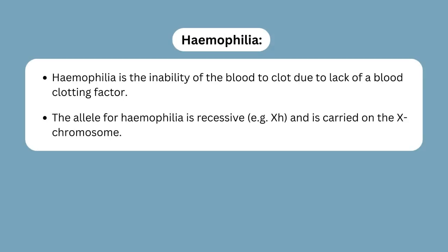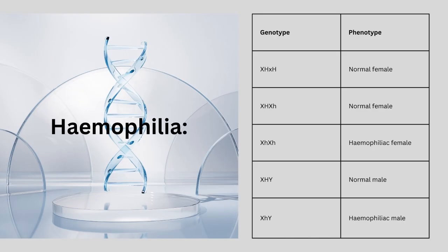Hemophilia is the inability of the blood to clot due to lack of a blood clotting factor. The allele for hemophilia is recessive, e.g. Xh, and is carried on the X chromosome. Genotype, phenotype: XHXH, normal female. XHXh, normal female. XhXh, hemophiliac female. XHY, normal male. XhY, hemophiliac male.